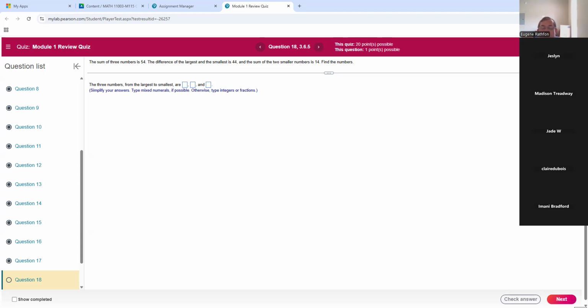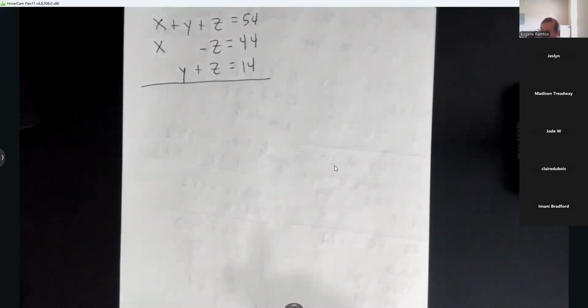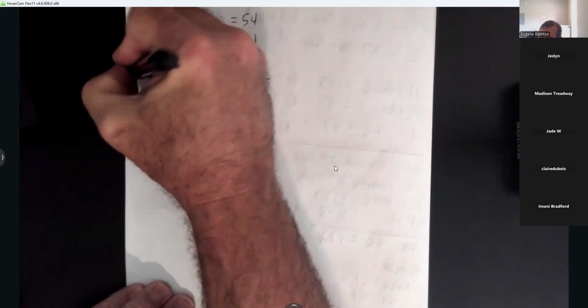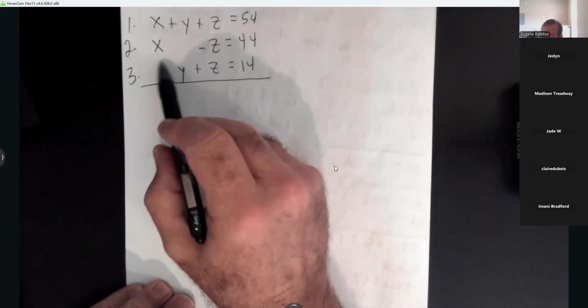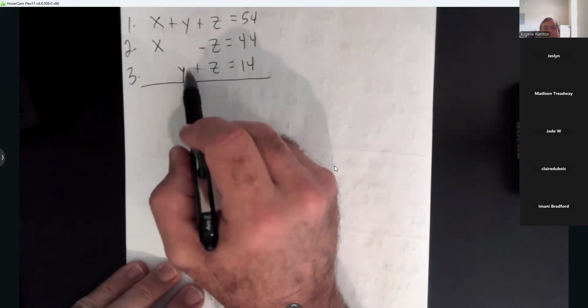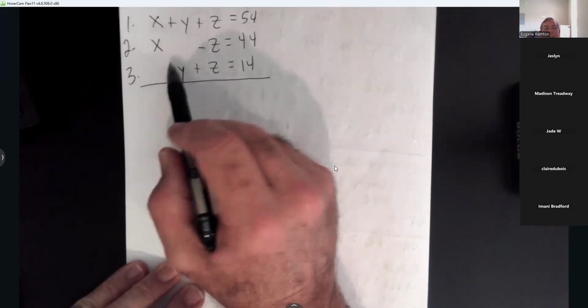So the difference of the largest and the smallest, that'll be X minus Z equals 44. And then the sum of the two smaller numbers will be Y plus Z equals 14. Okay, so once again, this one, I got rows 1, 2, and 3. Notice this one's missing a Y here and an X here. So if I eliminate the X's, the other one can be what's left, okay?